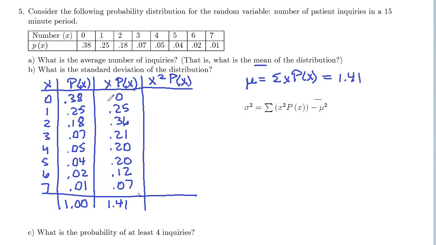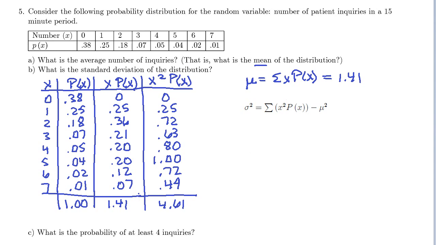So we got 0 squared times 0.38, that's a 0. 1 squared times 0.25, still 0.25. 2 squared is 4 times 0.18 will give us 0.72. 3 squared is 9 times 7, 0.63. 4 squared is 16 times 5 is 0.80. And 5 squared is 25 times 4 is 1.00. 6 squared is 36 times 2 is 0.72. 7 squared is 49 times 0.01, 0.49. Sum up all those and we get 4.61. So let you check the calculator work there.